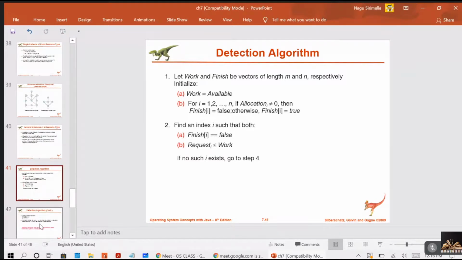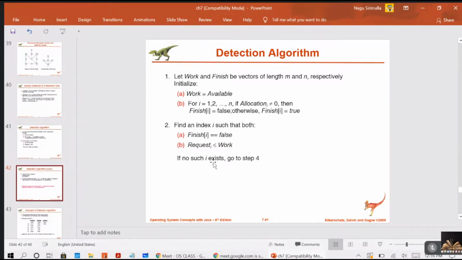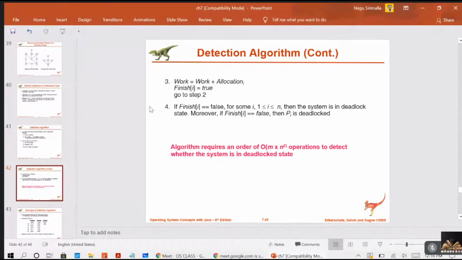Step 2: Now, find an index i such that both finish of i is equal to false and request of i is less than or equal to work. I am requesting something, right? And work is holding the available things. You have to find some index i. If there is no index i that exists with this condition, then go to step 4. In step 4, what are we doing? If the finish of i is equal to false, then the system is in deadlock.